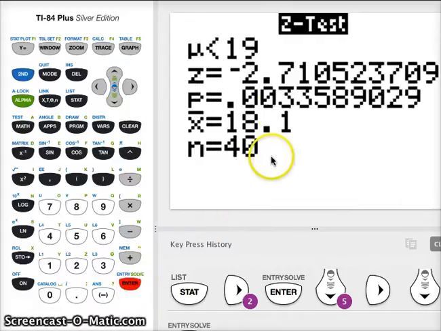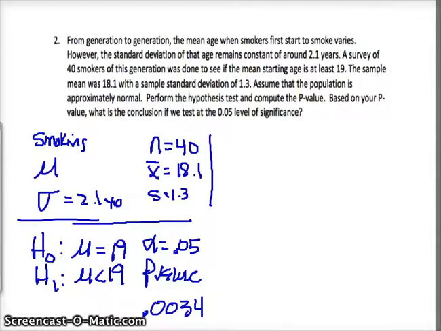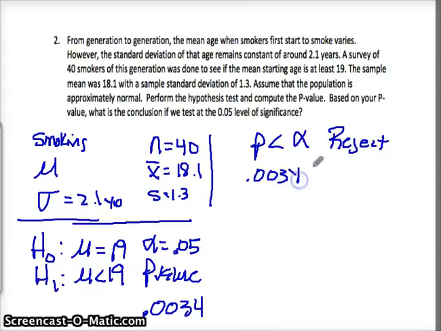Now, notice over here we have this would be that critical value. This is our p-value. This is really what we're looking for. So 0.0034. All right, now back to our problem. Remember, if our p-value is less than our level of significance, we can reject. If it's not, we cannot reject. Now, what is our p-value? 0.0034 is less than 0.05.